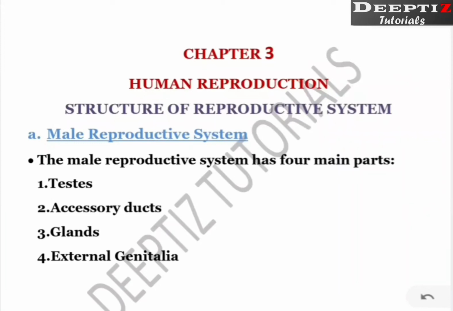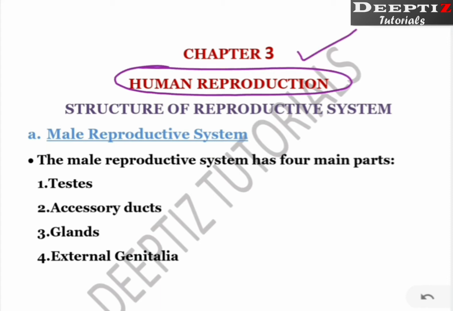We are starting with our new chapter, Human Reproduction. This is chapter 3 under unit 1, right? So in this particular lesson, we will be discussing in detail the male reproductive system.